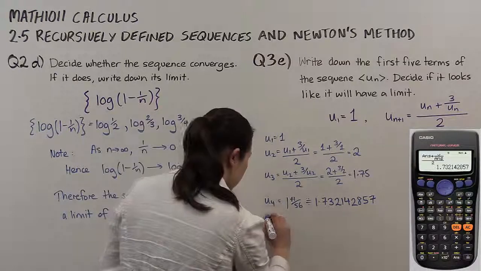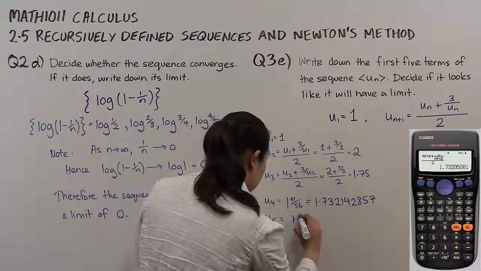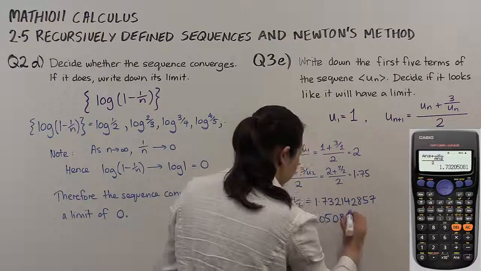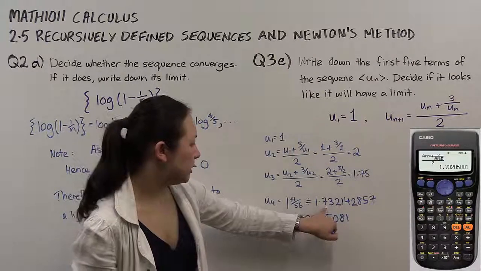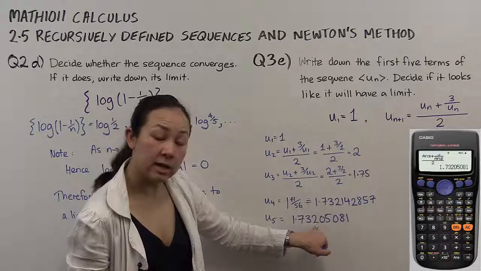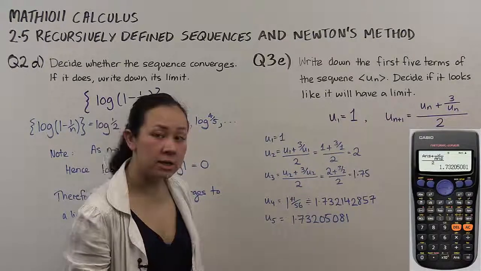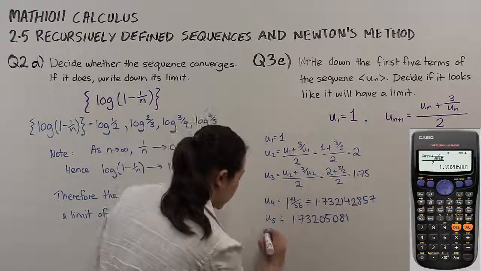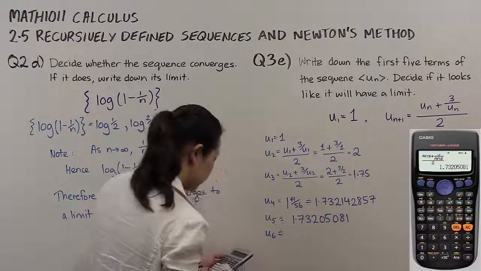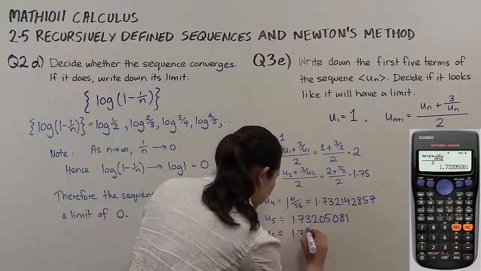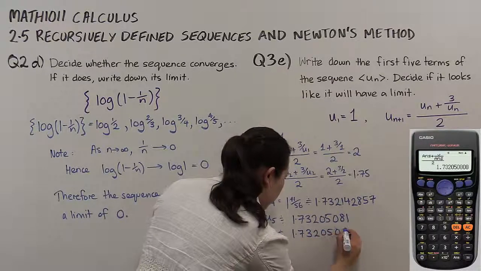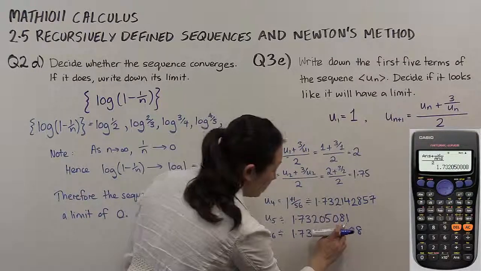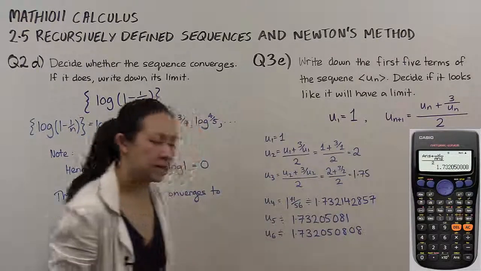So pressing equals again, we'll get the fifth term, which is 1.73205081. So we can already see the first 3 decimal places here, 732, are exactly the same. So it seems to be converging and getting closer and closer to a limit. Now let's just for fun press equals again to find the sixth term. So the sixth term is 1.7320508. So already we've got now 7 decimal places that are exactly the same there.